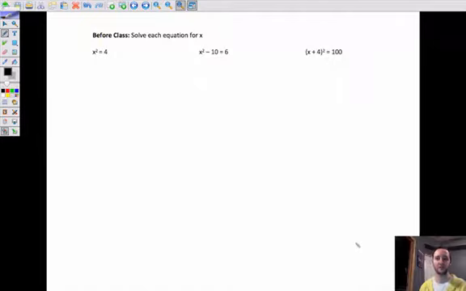In your before class, you've got one of each difficulty there, starting from easiest and moving to hardest. So give those a shot. If you have questions on this, even if it's just, hey, I kind of get it, but I'm definitely needing more practice, then please let me know either in an email or on the question form.